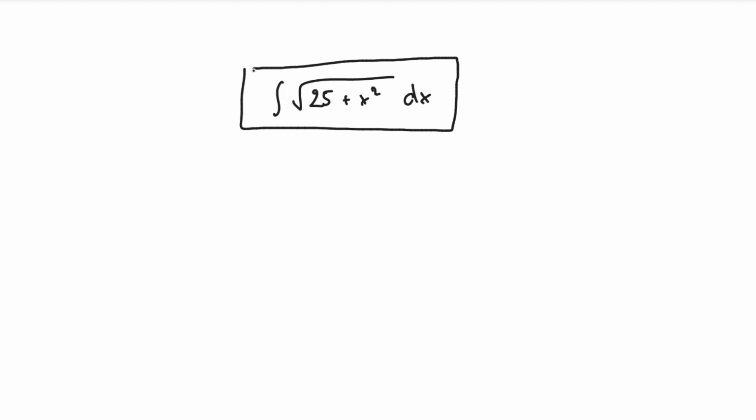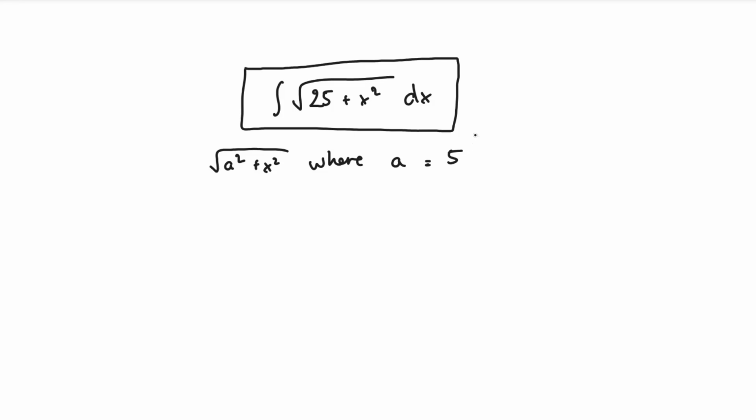Okay, let's move on to the first example. We have the integral of the square root of 25 plus x squared dx. So this is the integral and how we evaluate it. You know that this integral is a squared plus x squared, where a is 5.